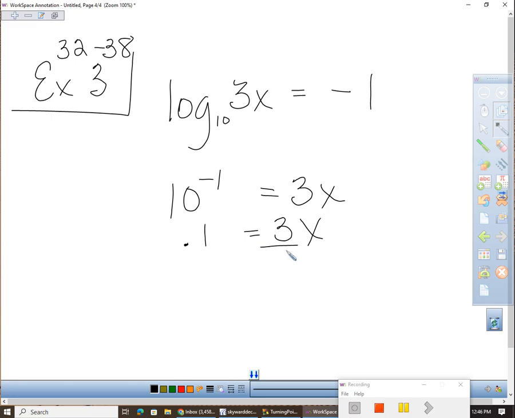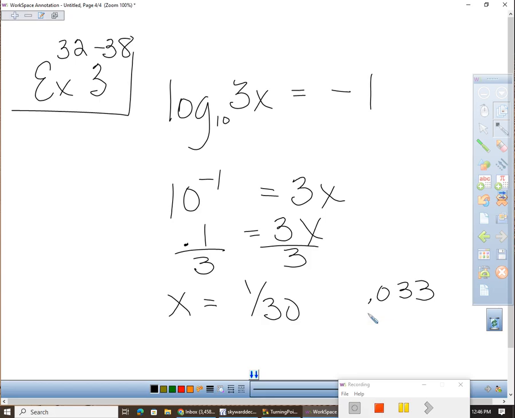And we divide both sides by 3. Yep, or we can put it into fraction form, 1 over 30. Or I will take 0.033 if you put it that way. I will take either answer right now. Okay.